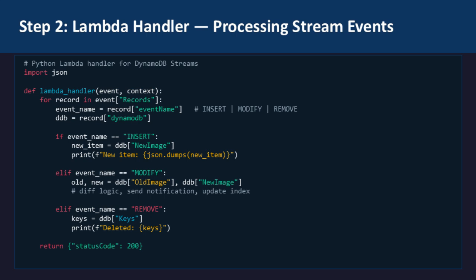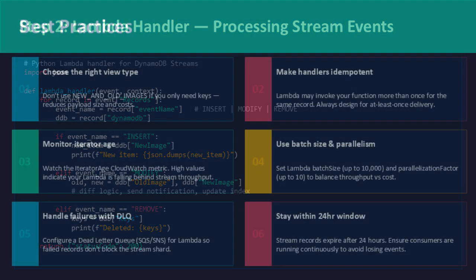For a modify event, we get both the old image and the new image so we can compare what changed. And for a remove event, we get the keys, the primary key of the deleted item, so we know what was removed. Finally, we return a 200 status code to tell Lambda the batch was processed successfully.